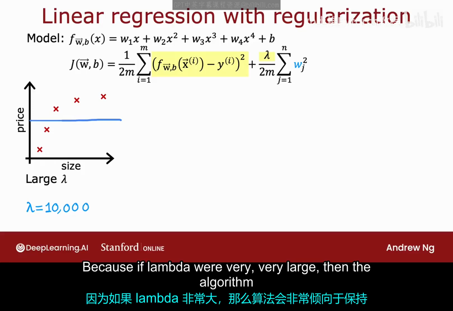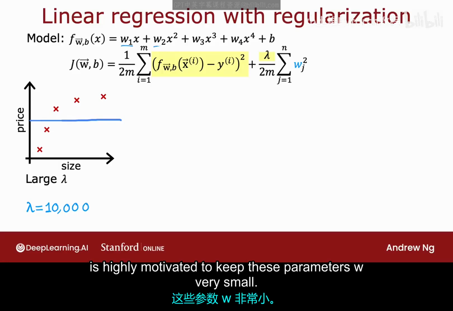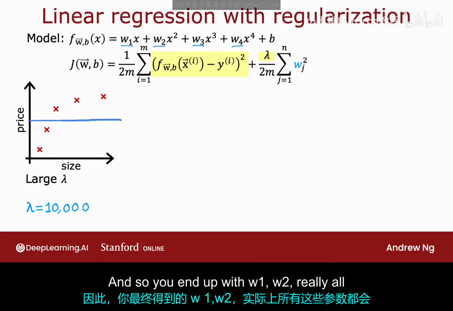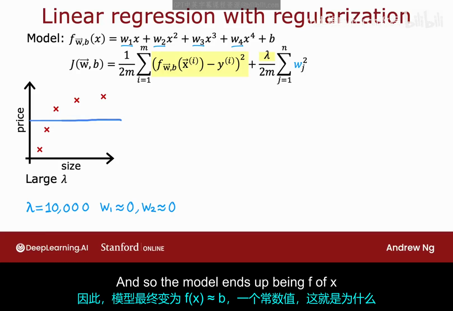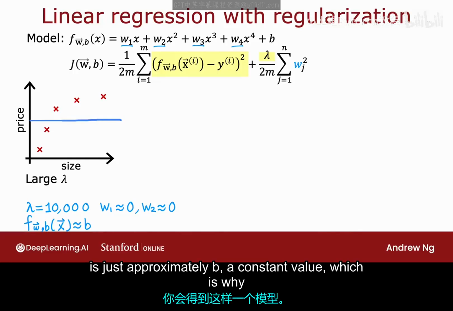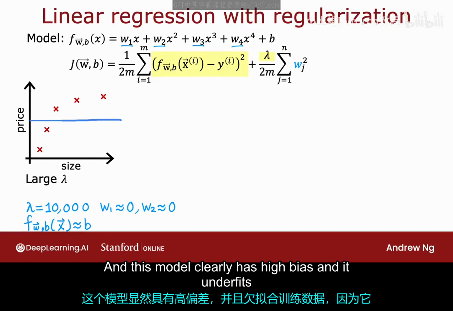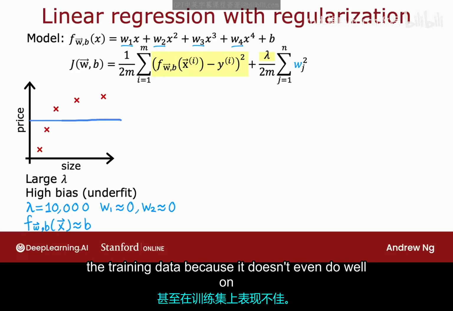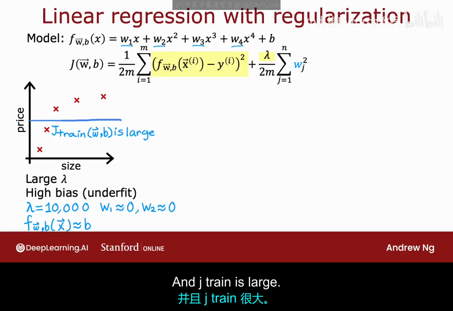Because if lambda were very, very large, then the algorithm is highly motivated to keep these parameters W very small. And so you end up with W1, W2, really all of these parameters being very close to 0. And so the model ends up being f of x is just approximately b, a constant value, which is why you end up with a model like this. And this model clearly has high bias and it underfits the training data because it doesn't even do well on the training set. And J-train is large.